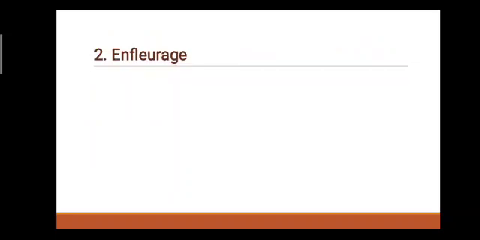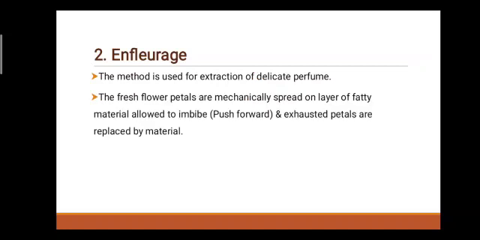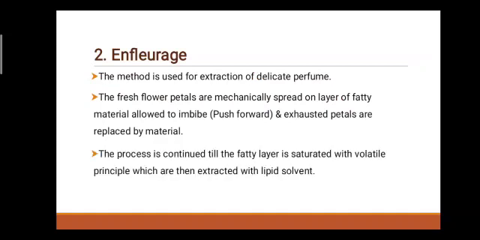Second method, enfleurage. The method is used for extraction of delicate perfume. The fresh flower petals are mechanically spread on a layer of fatty material and allowed to imbibe. The exhausted petals are replaced by fresh material. The process is continuous till the fatty layer is saturated with volatile principles, which are then extracted with lipid solvent.